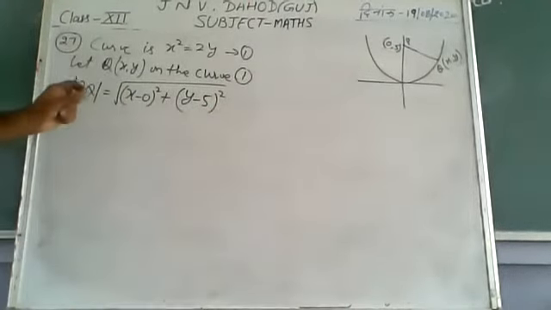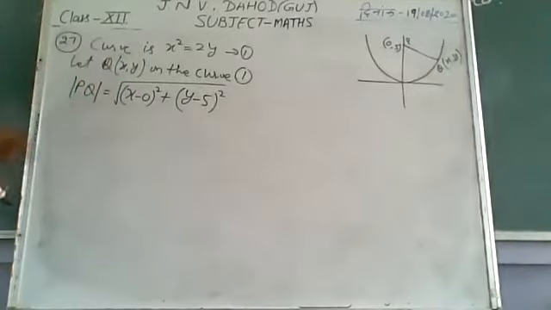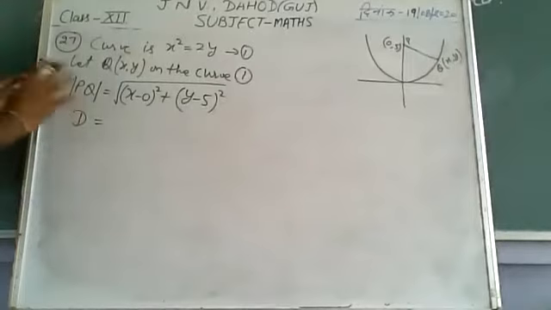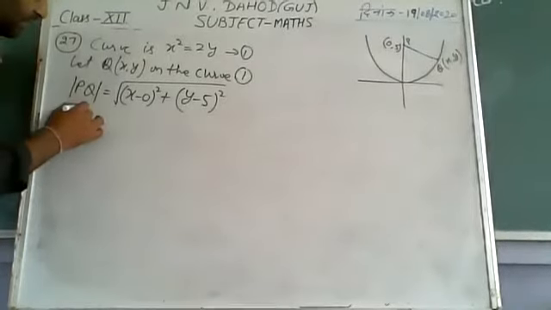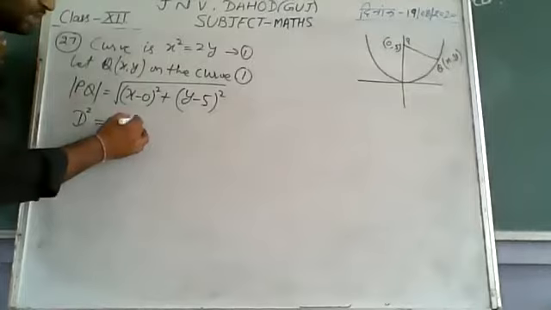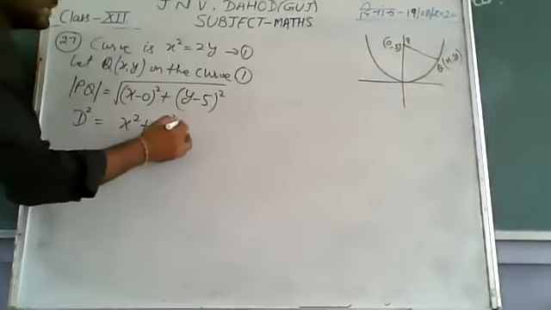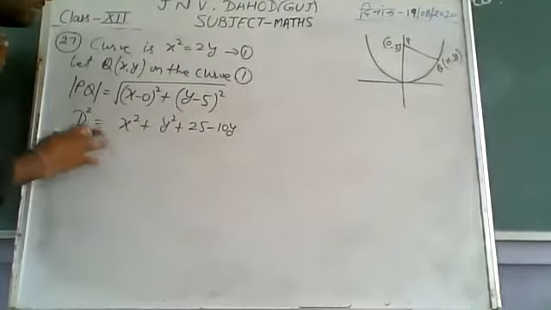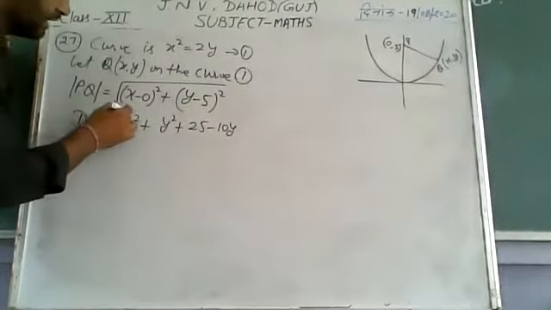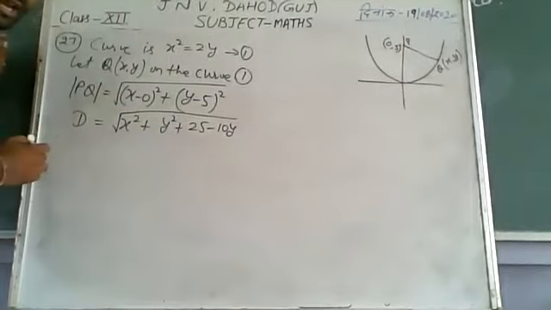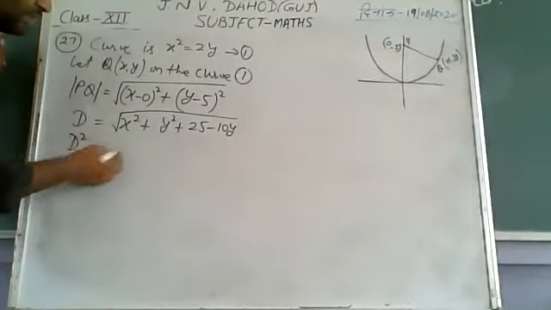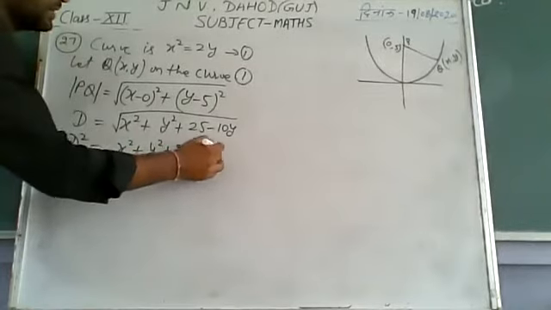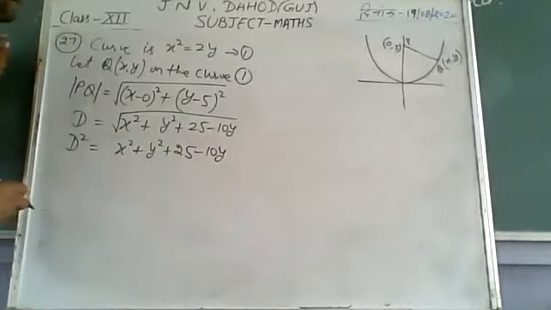This distance should be minimum। This is the required situation। Okay, let us suppose represent it by d, squaring both sides, d square. Then x minus 0 square is x square plus y square plus 25 minus 10y। If we are not squaring, let us suppose this is represented by the distance d। Now squaring both sides, we got d square is x square plus y square plus 25 minus 10y। Okay.